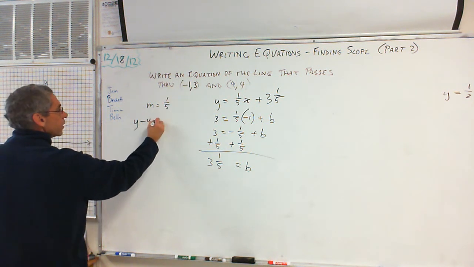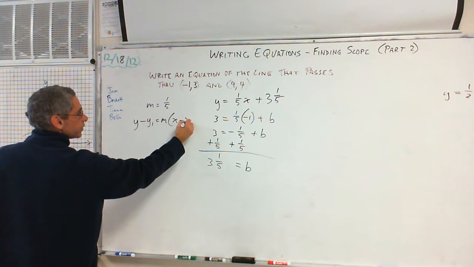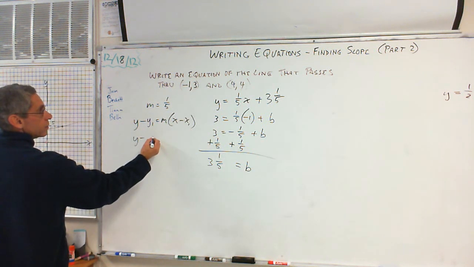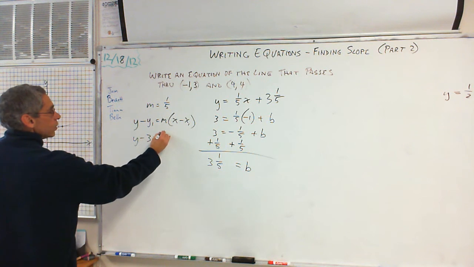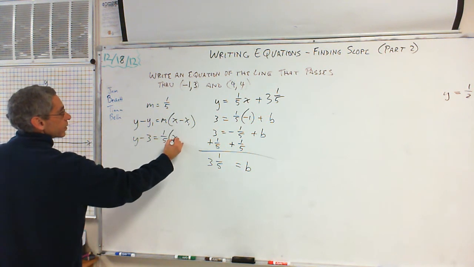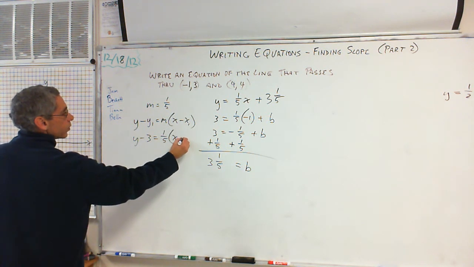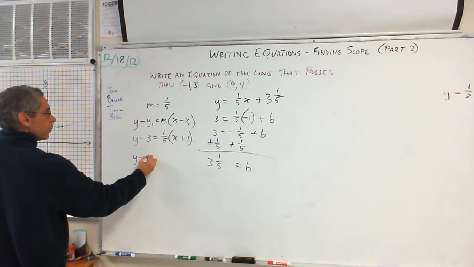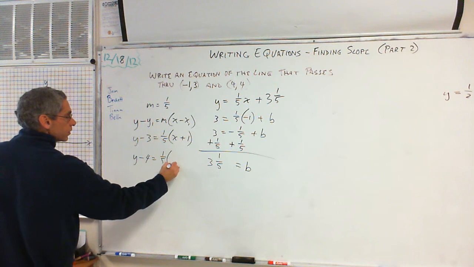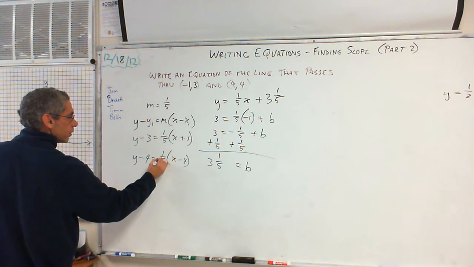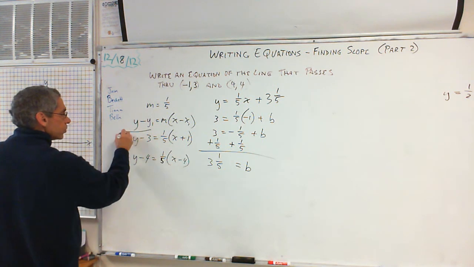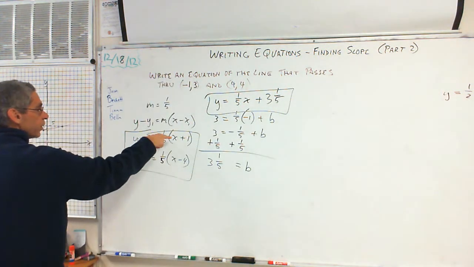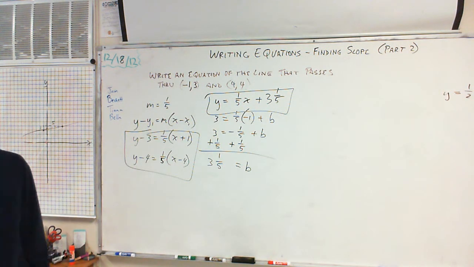Okay, y minus y1 is equal to m times x minus x1, which is y minus 3 is equal to 1/5 times x minus minus 1, which is plus 1. Or if I use the other point, I could do y minus 4 is equal to 1/5 times x minus 4. Right? And they're identical. So both of those are the same, and as is this. If I multiplied these out, I'd get that equation.